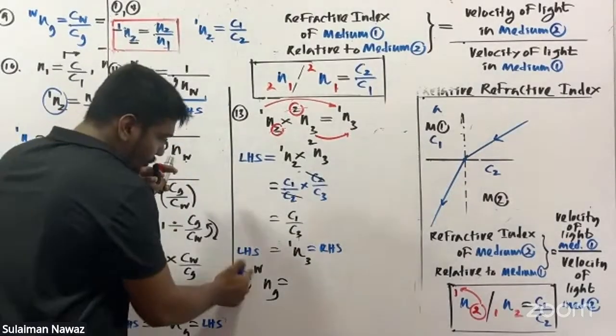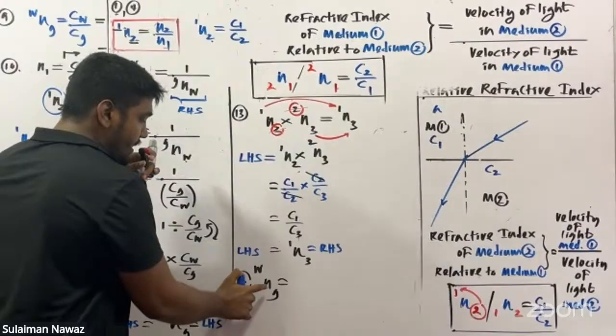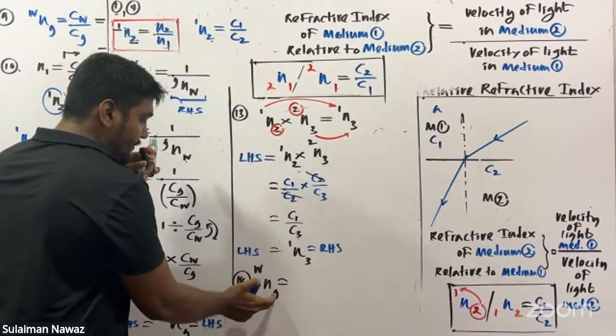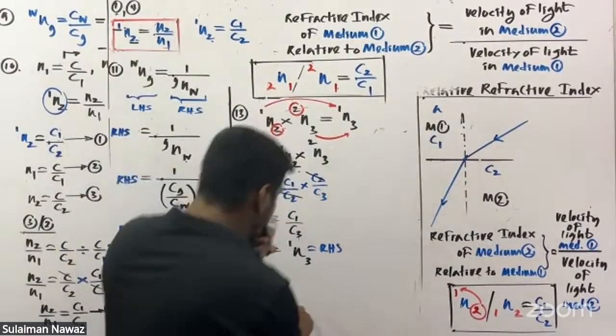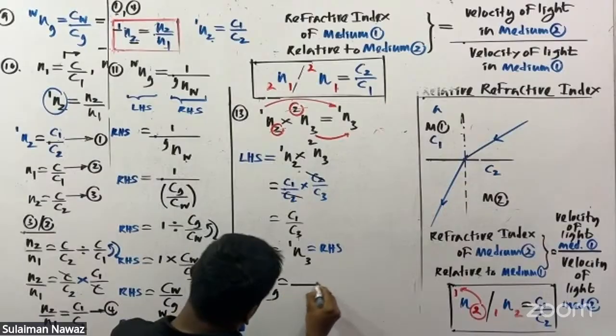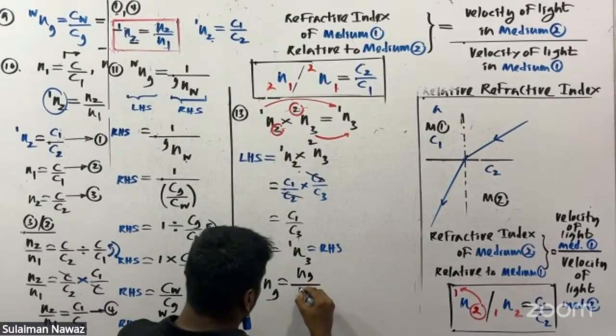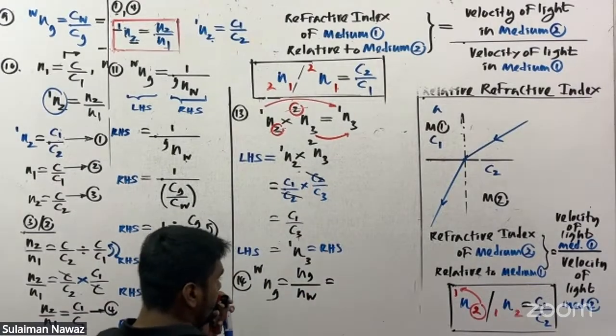Then water to glass. They have given the absolute refractive index of water and glass. I want to find the refractive index of glass relative to water. Then top must be bottom, bottom must be top. Ng over Nw. If you interchange, it's wrong, right?